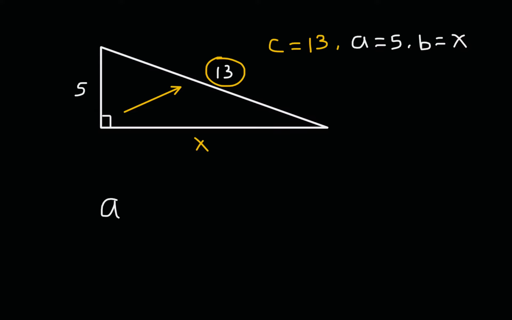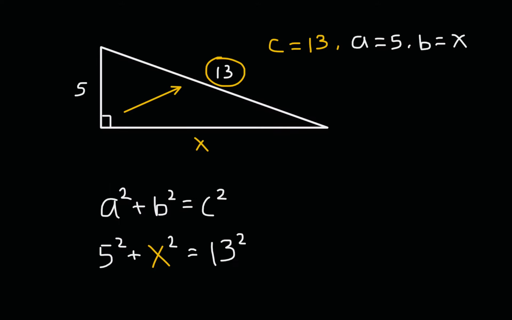So we know that a squared plus b squared is equal to c squared. So what is a in this case? A is 5. What is b in this case? B is x, and I will put x in yellow because that's what we're trying to look for. And c in this case will be 13. All right, so now you know that 5 squared is equal to 25. X squared remains as x squared, and 13 squared is 169.